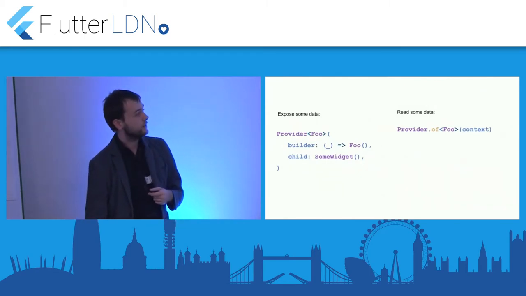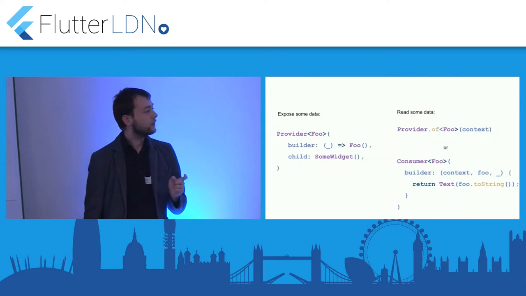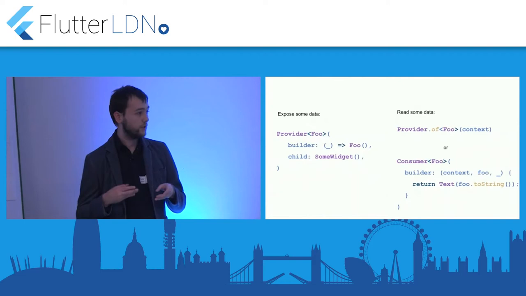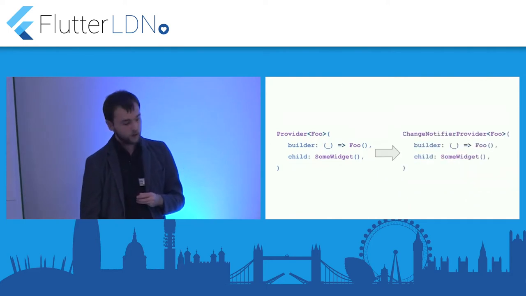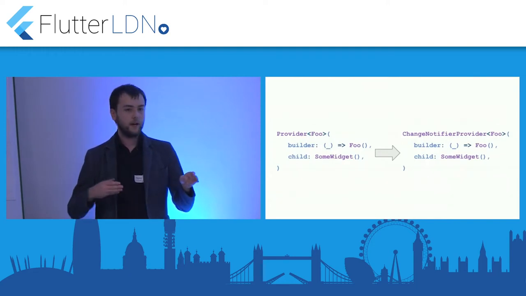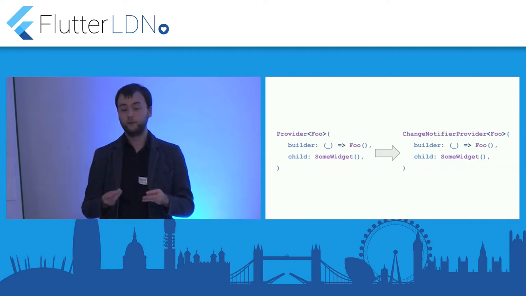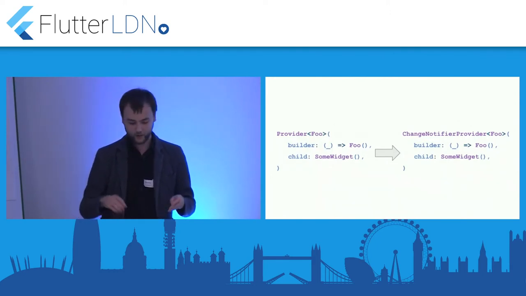And there is a second way to consume the data, which is a widget called Consumer, which takes that type again. And the reality is that the Consumer widget is just syntax sugar for Provider.of. They don't do anything different. It's really just the same code formatted differently. And note that you can replace provider with many different alternatives. There is Provider for immutable data, but you can also use ChangeNotifierProvider for change notifier or StreamProvider for streams. And you get the idea. There are a few others.